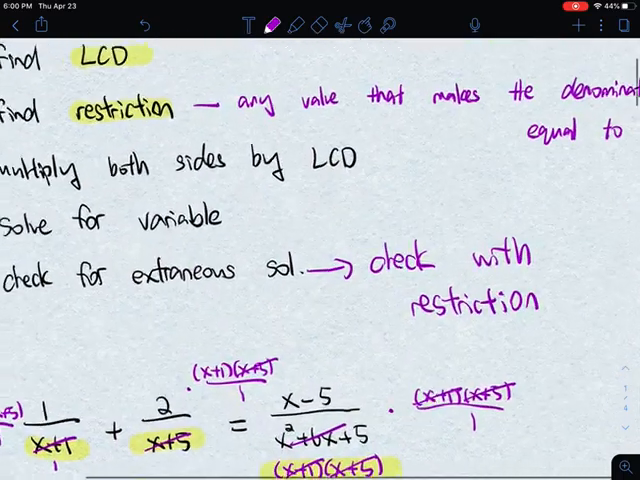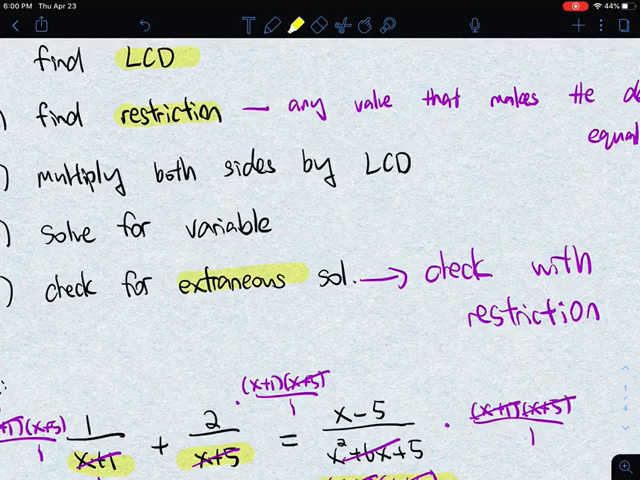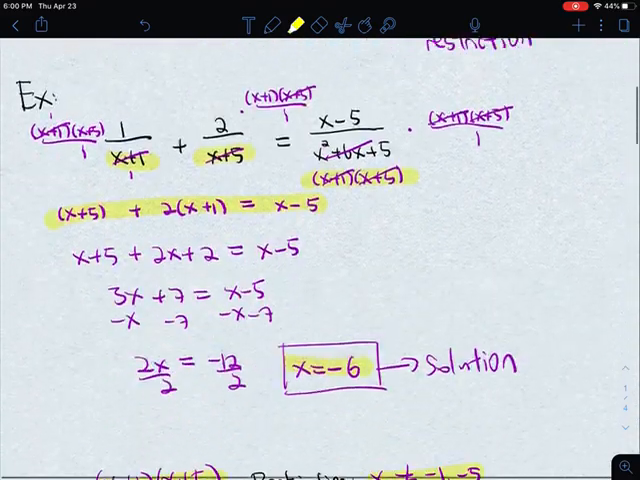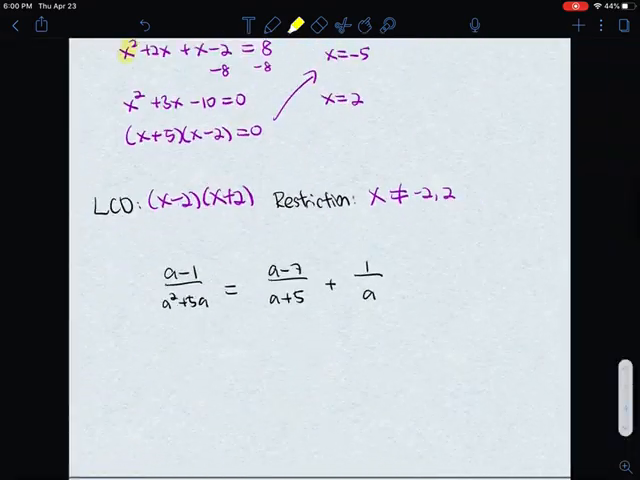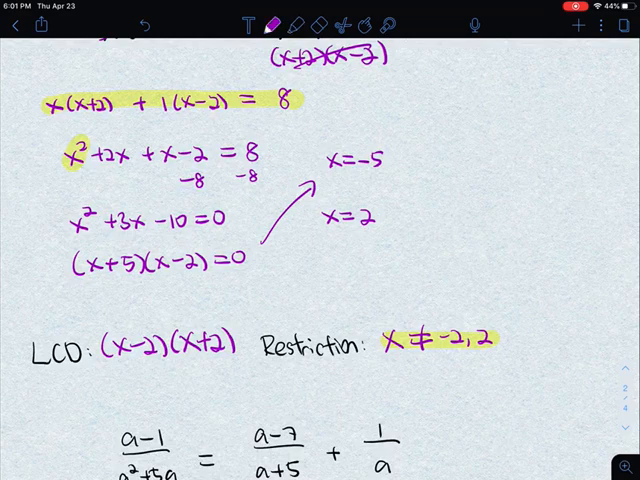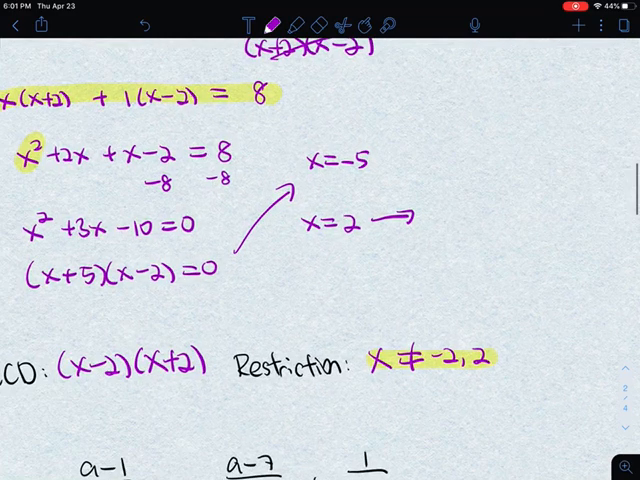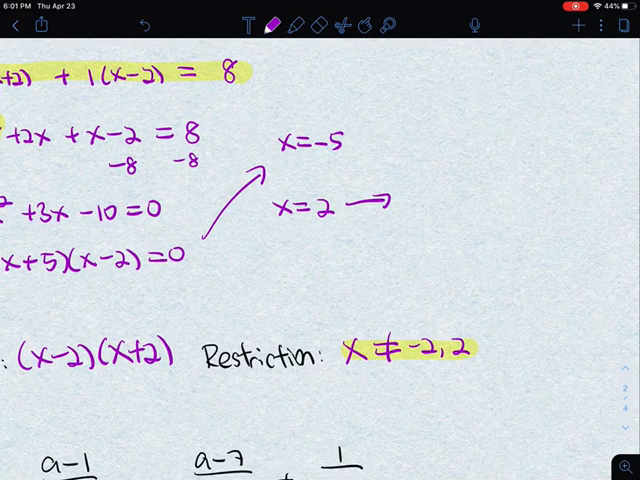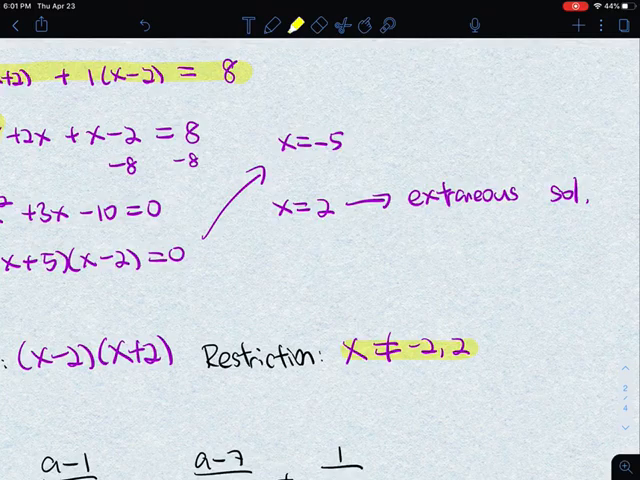Again, step 5, let me go back up here. You want to check for extraneous solutions against your restriction. So let's go back. So I got negative 5 and 2. But then my restriction says that x cannot be negative 2 or positive 2. But here I did get positive 2. So that means x equals 2 is actually not a valid solution. In this case, it's going to be extraneous. So do make sure you mark that up. And then x equals negative 5, that one is fine. So we can just say a solution.